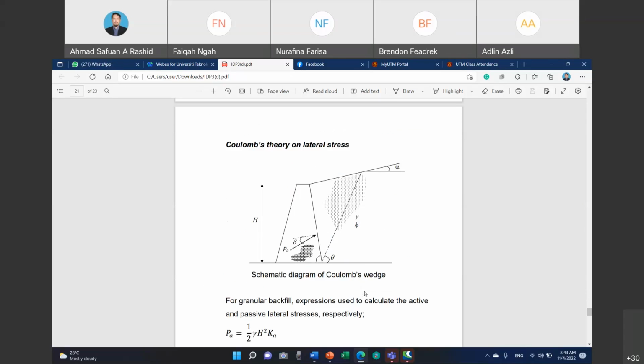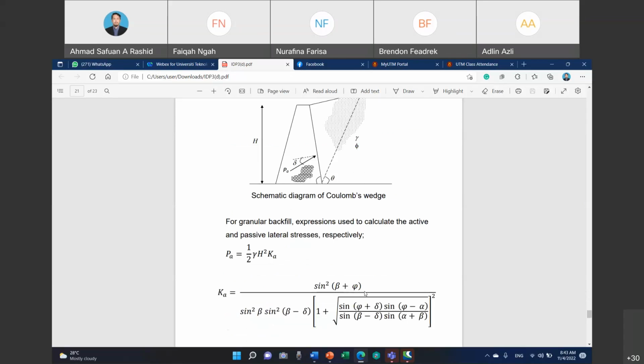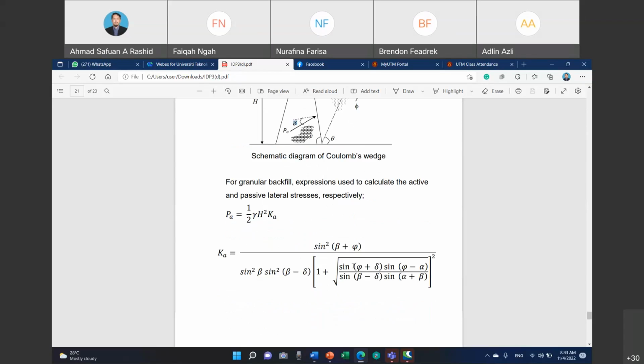So for the Coulomb theory, okay, we need to include what we call as the delta. Okay. So the delta is the friction between wall and soil, which is less than the phi value. And normally we use 2/3 of the phi. Okay. 2/3 daripada internal friction angle untuk delta. Okay. So the equation based on the Coulomb, okay, boleh gunakan yang ini. Okay.